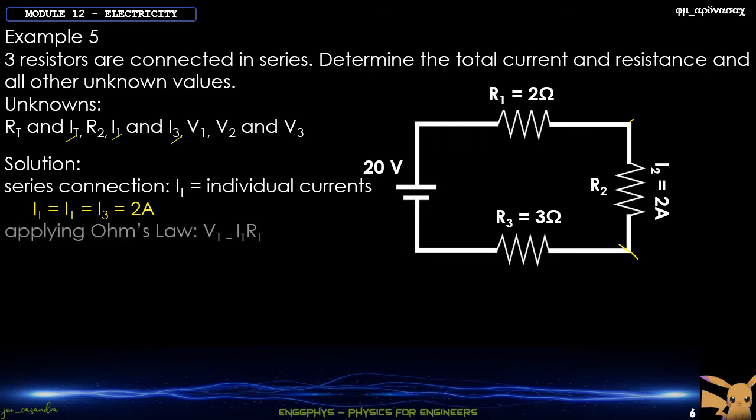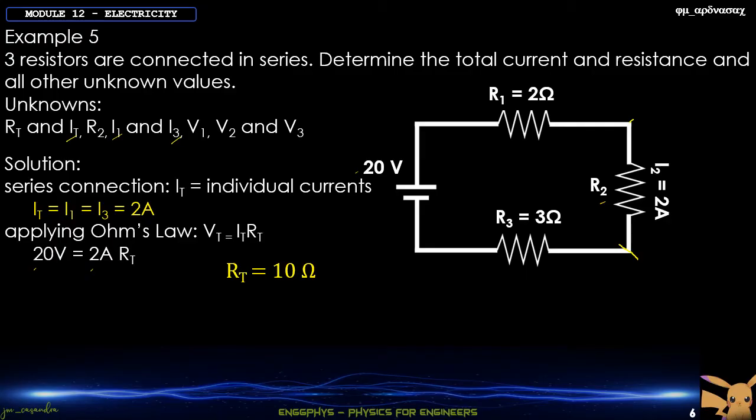So, next, applying now our Ohm's law for total voltage, since we already know your I total and we're given your total voltage, we can now solve for the total resistance, which is simply the sum of the individual resistances. Or, since hindi ko alam si R2, we could simply use our total values. So, 20 volts, your total voltage, and our total current, 2 A. So, our R total now is equal to 10 ohms.